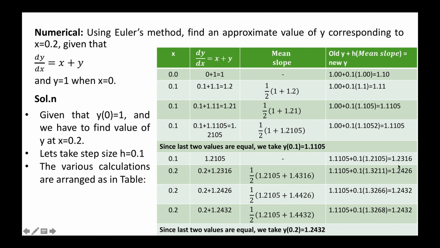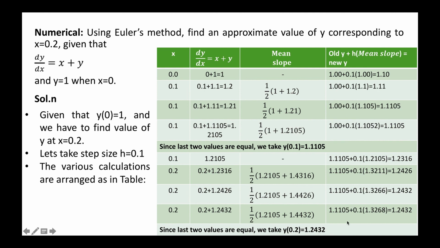Again we have to use this revised value of y in the modified Euler method. So again repeat for 0.2. So x is 0.2, the new value of y is 1.2426. The mean slope is the slope at P1 and the newer slope, 1.4426, after doing the summation, and the new value of y using the modified Euler method is 1.2432. Repeating the same step, the new value comes out to 1.2432, which is the same as the previous one. Since the last two values are equal, we take y at point 2 to be 1.2432.